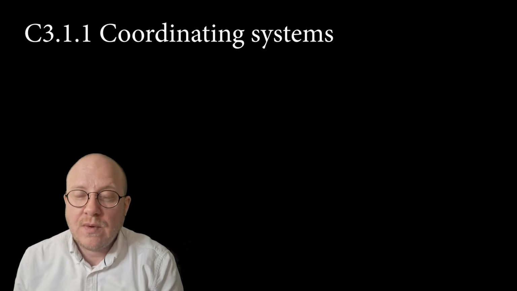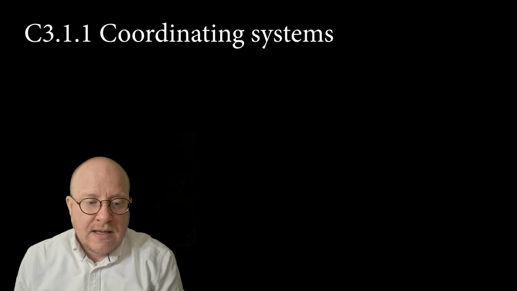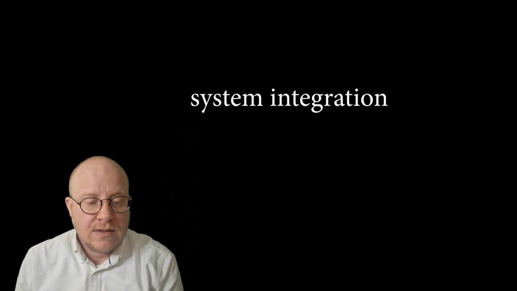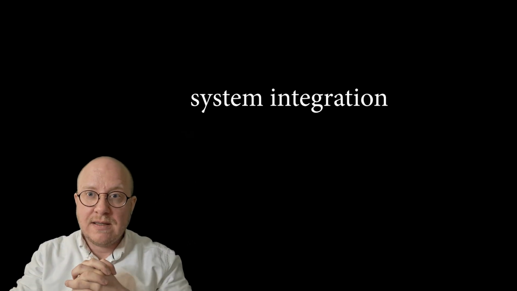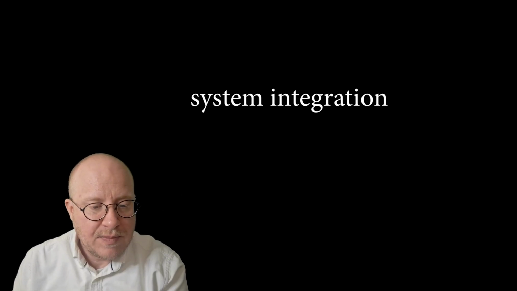C.3.1.1. So what we just read was the introduction to the chapter. Now we're going to read C.3.1.1, which is coordinating systems. The understanding that this subsection covers is system integration. So you've got lots of systems in your body that are integrated, need to work together. This is a necessary process in living systems.